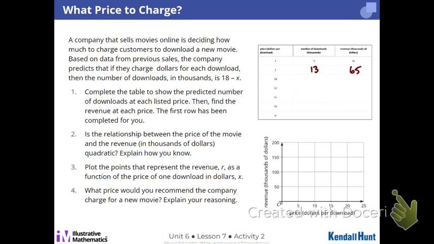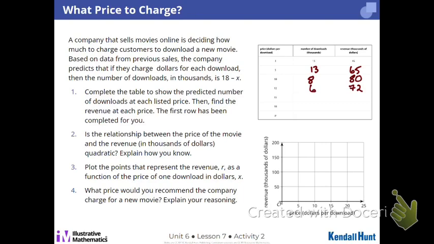Right, let's increase our price to 10 now. 8,000 downloads would be 80. So we charge even more. Let's charge even more and see what happens. If you did 8 times 11, you get 88. $12 would give me 6,000 downloads for 72.